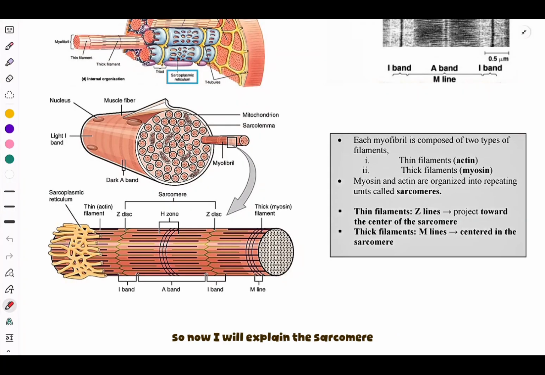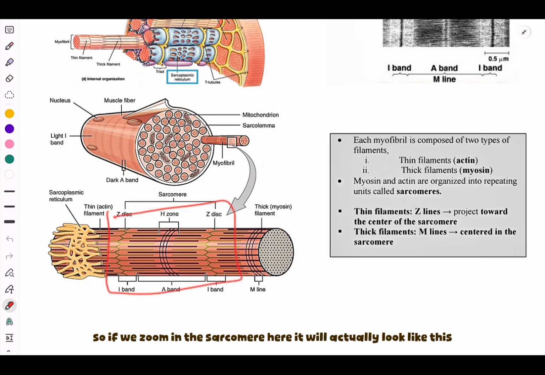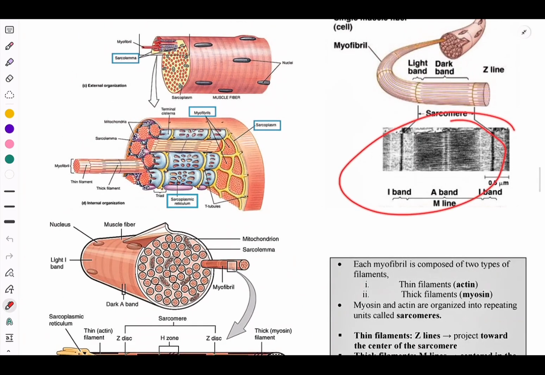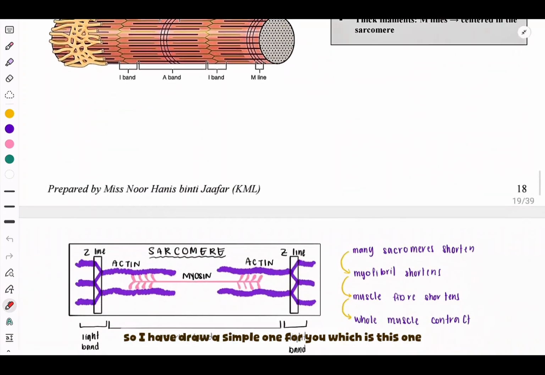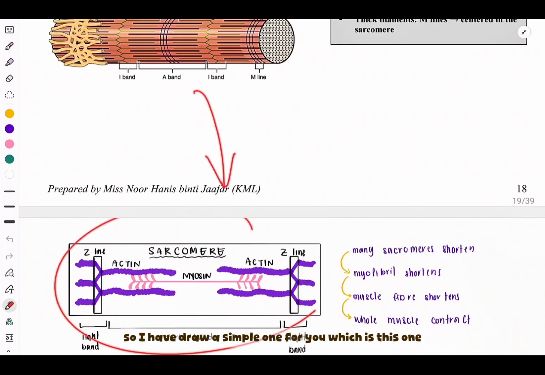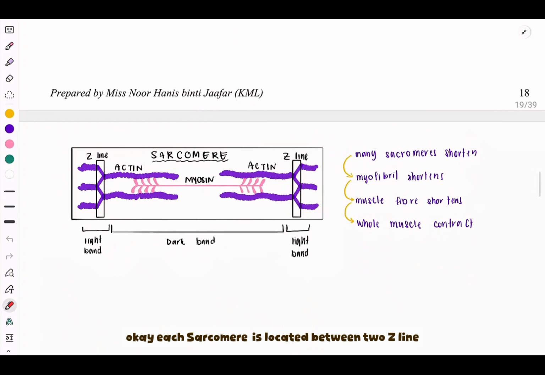Now I will explain the sarcomere. A sarcomere is the basic functional unit of muscle contraction. If we zoom in on the sarcomere, it will actually look like this. But this is very hard to understand, so I have drawn a simpler one for you, which is this one. Each sarcomere is located between two Z lines. Inside the sarcomere, there are overlapping proteins. The shortening of the sarcomere is what causes the muscle to contract.